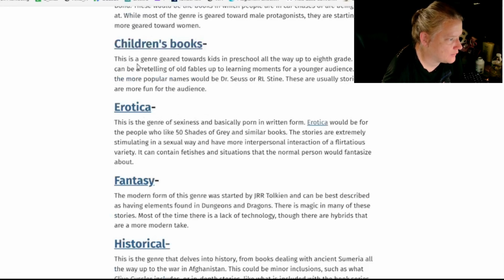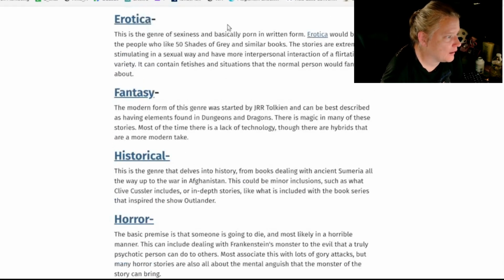Children's books. This is a genre geared toward kids in preschool all the way up to 8th grade. This can be a retelling of old fables up to learning moments for a younger audience. Two of the more popular names would be Dr. Seuss or R.L. Stine, or if you happen to like the Nancy Drew series. That is kind of young adult children's right there. These are usually stories that are more fun for the audience, so they're more lighthearted.